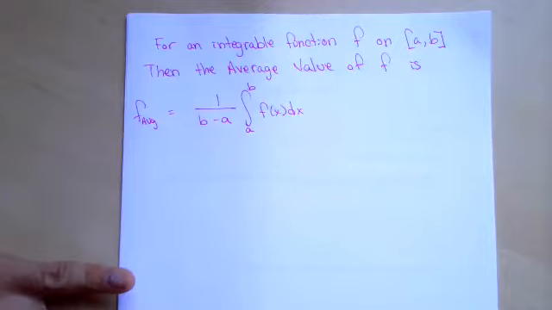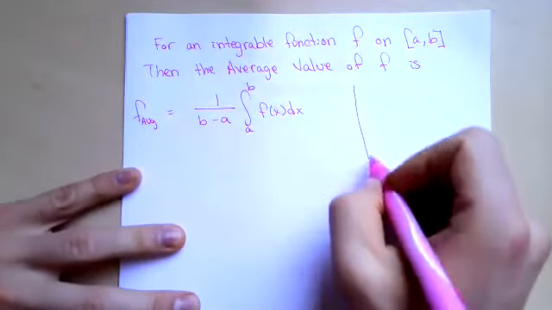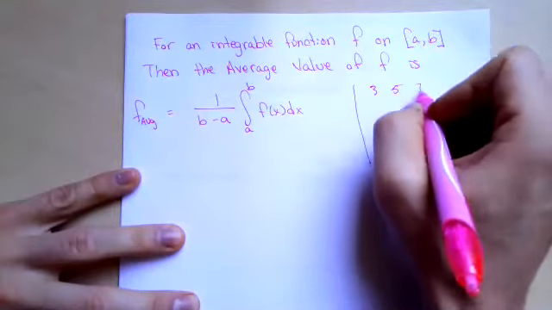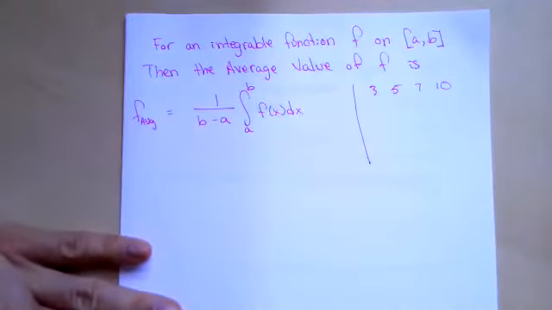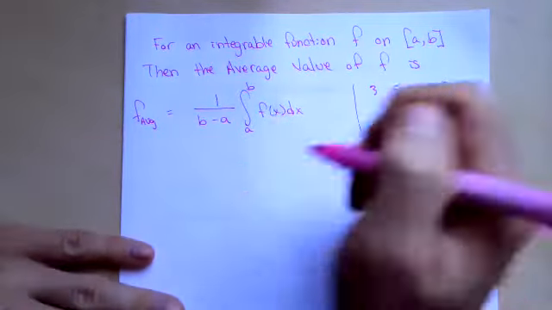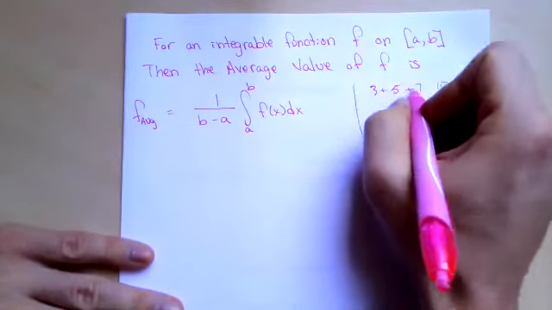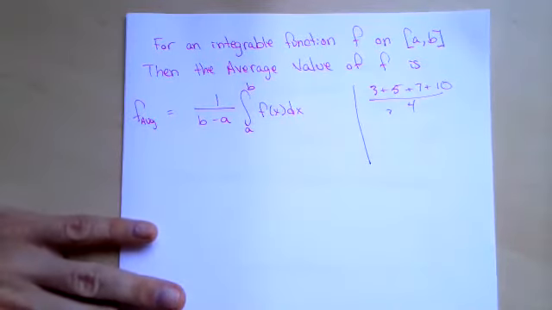Nothing tricky at all. The way you can think about this: if I have a set of numbers, what's the average of those? How do we compute the average? I add up all the numbers and then divide by the total number of numbers.